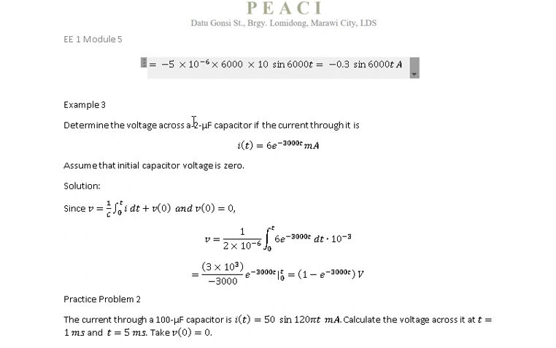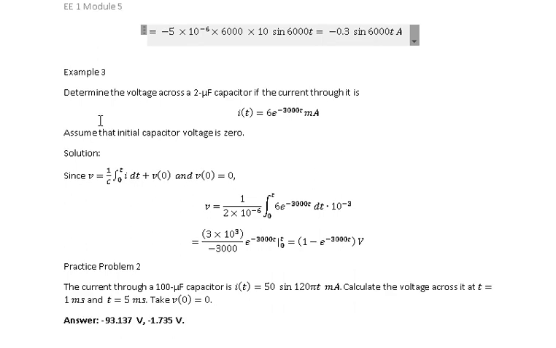Okay, so example number three, we have here: determine the voltage across a 2 microfarad capacitor if the current through it is this one. Then assume that the initial capacitor voltage is zero. So you are given this equation of current, then you are asked to find the expression of voltage. So that means you have to use this integration of i with respect to time.